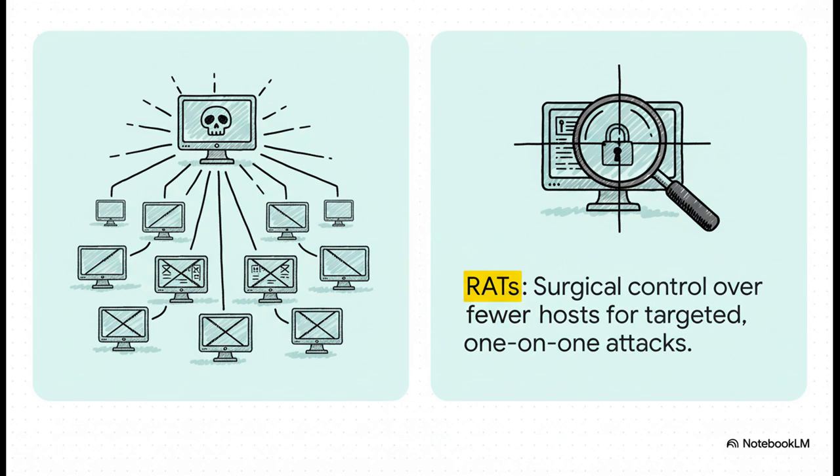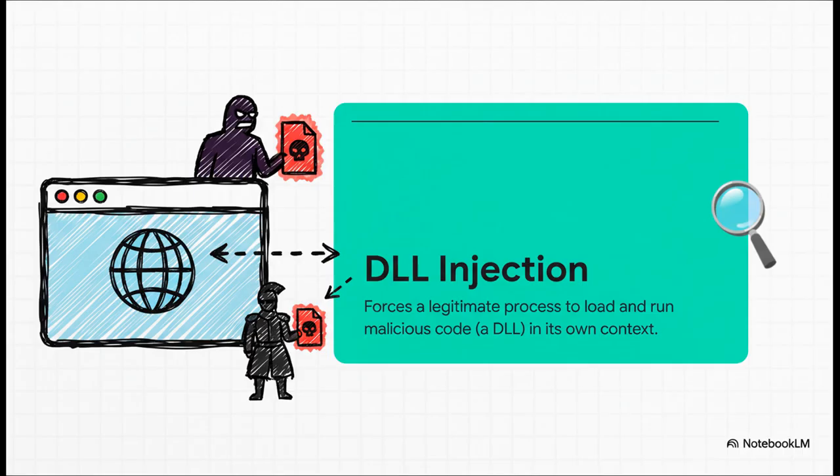On one side, you have botnets. Think of these as vast zombie armies of infected machines all controlled at once to launch these massive widespread attacks. It's the sledgehammer approach. But on the other side, you have RATs, or remote administration tools. These are the scalpel. They're for targeted one-on-one intrusions, giving an attacker deep surgical control over a single, really important machine.